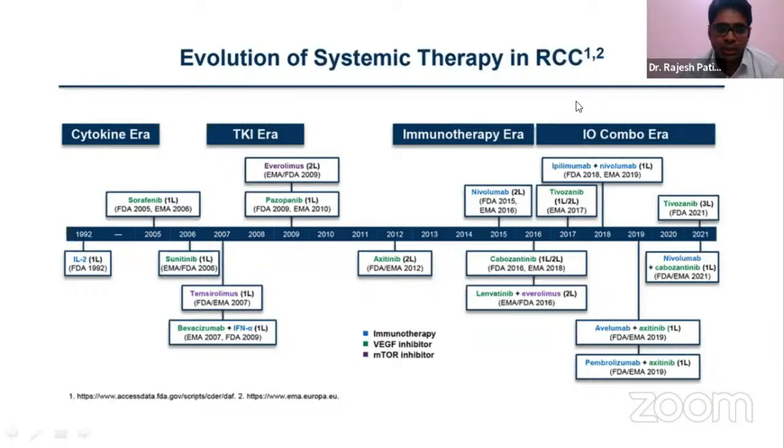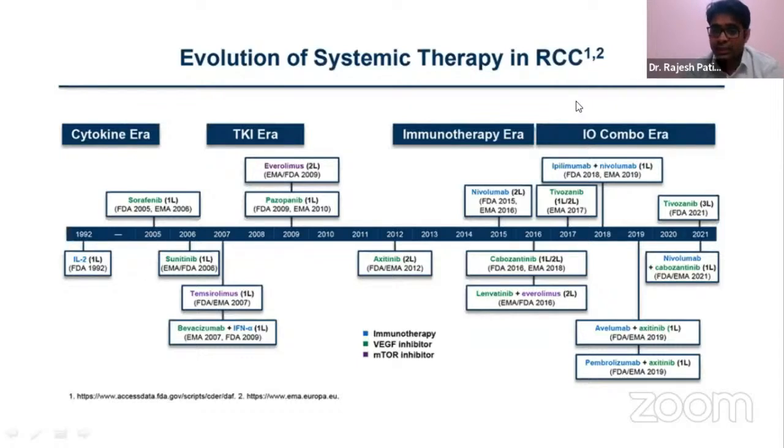So if we see the evolution, the first drug which was approved was interleukin-2. It was back in 1992. Then came the poor man's TKI, that was sorafenib, and it was first line approved in 2005. Then came sunitinib. It was approved in 2006. Then VEGF inhibitor, that is bevacizumab plus interferon alpha. It was approved in 2009. Then came everolimus and pazopanib. After that, axitinib was approved in 2012 in second line. Nivolumab was first approved in the second line in the year 2015.